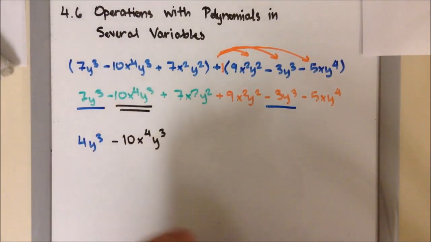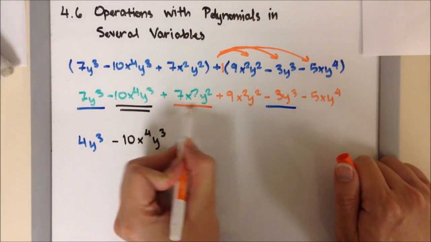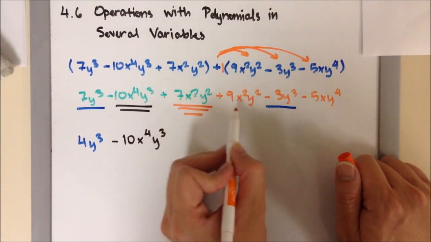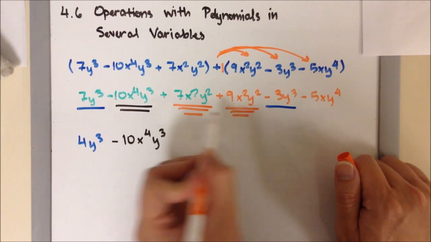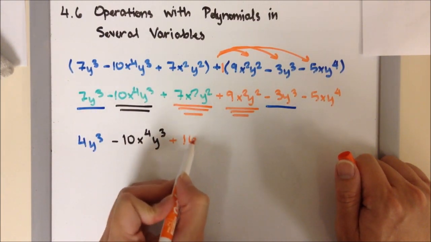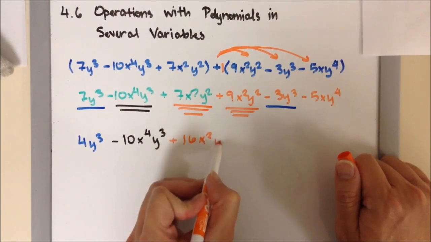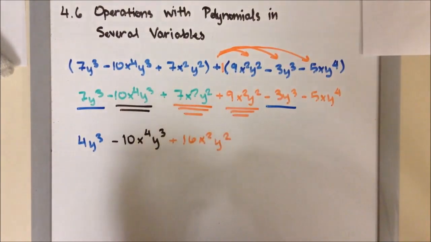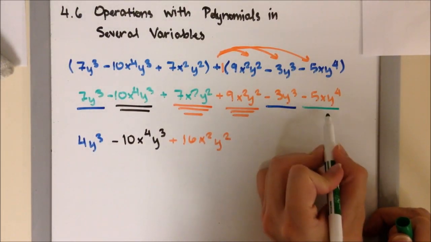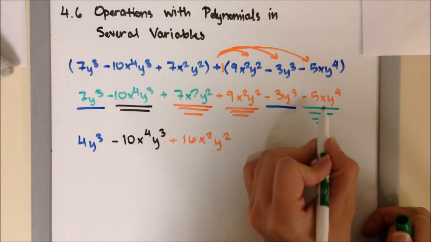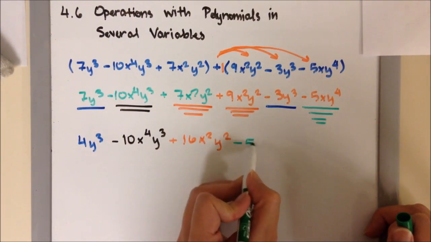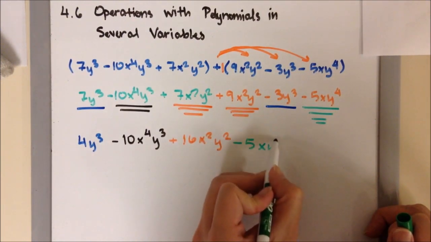Alright, next is x squared y squared. So I'm going to look for the same term, x squared y squared, in this case right here. So I'm going to combine these two. 7 plus 9, that will be plus 16x squared y squared. And then last is this term. It's the only term, there's no more x and then y to the fourth, so I'll bring it down. Minus 5x y to the fourth.